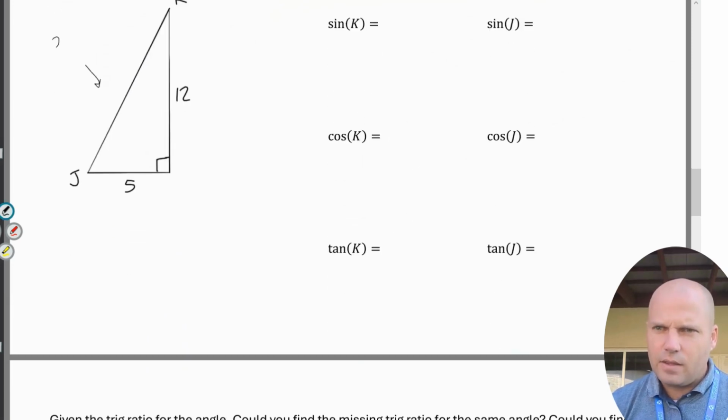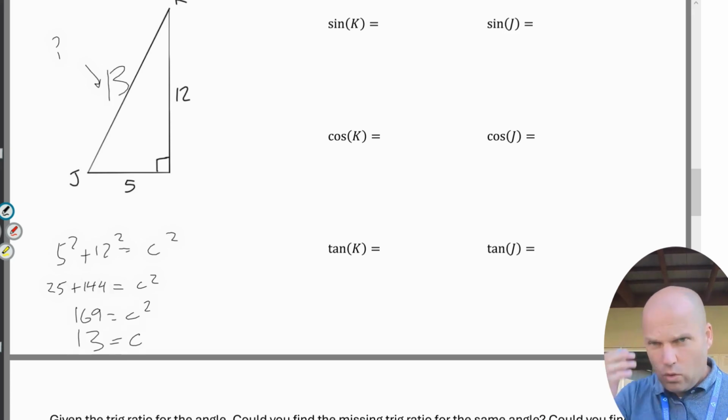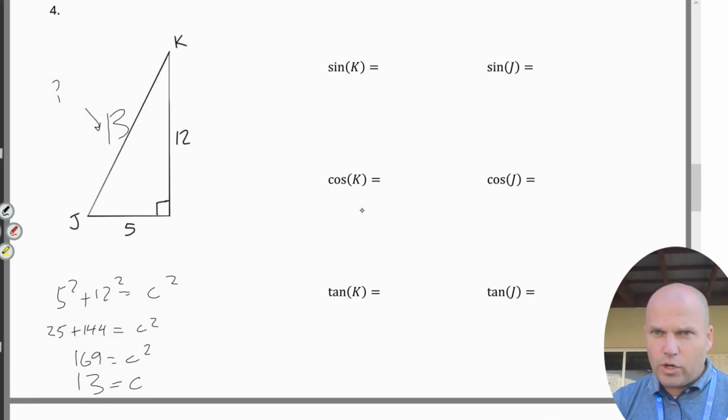Find this side length. 5 squared plus 12 squared equals c squared. 25 plus 144 equals c squared. 169 equals c squared. C equals 13. Cool. We're going to start scaling too.